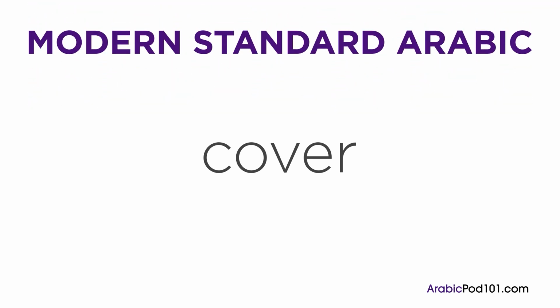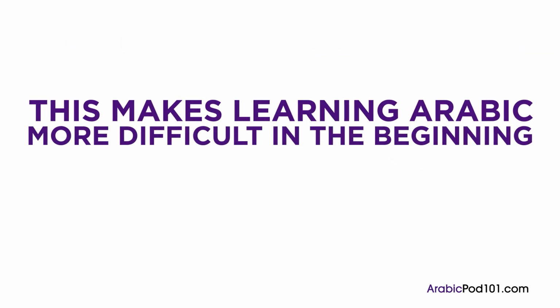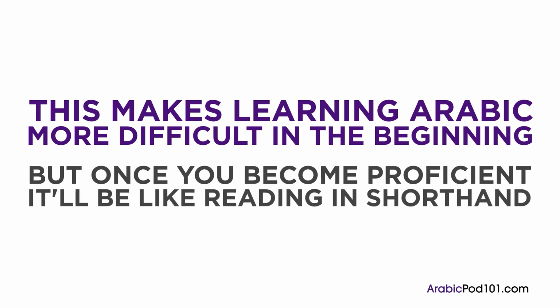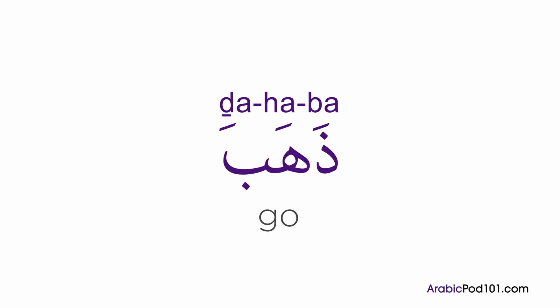In modern standard Arabic, however, it's customary to omit the vowels. So it will be written CVR in modern standard Arabic. In this case, the vowels are merely implied. It relies on you to fill in the gaps on your own to come up with the correct word based on context. This makes learning Arabic more difficult in the beginning, but once you become proficient, it will be like reading in shorthand. Let's see what it would look like in Arabic.